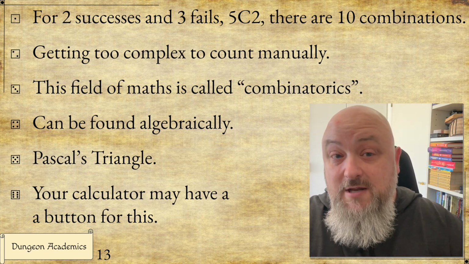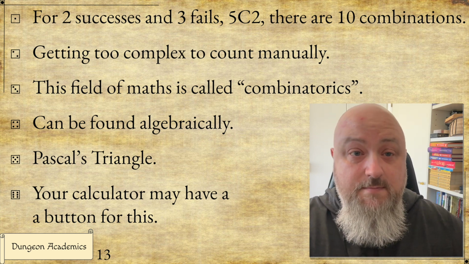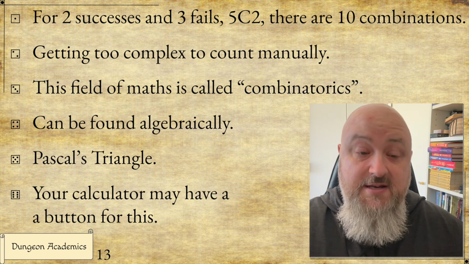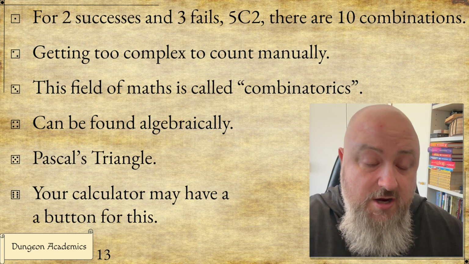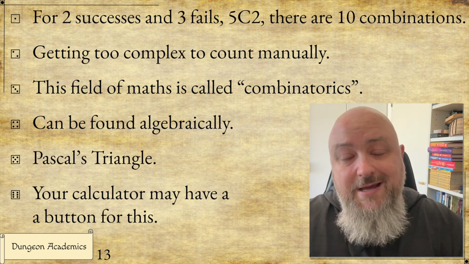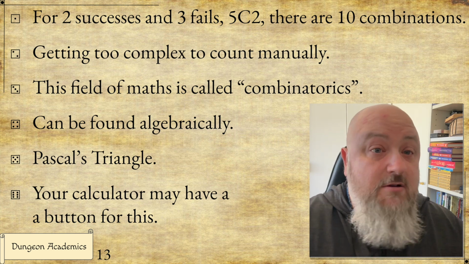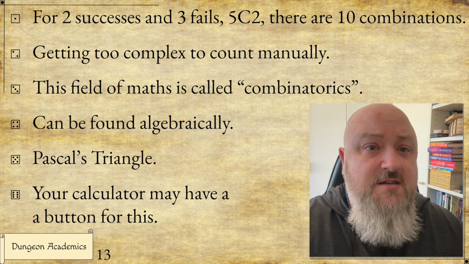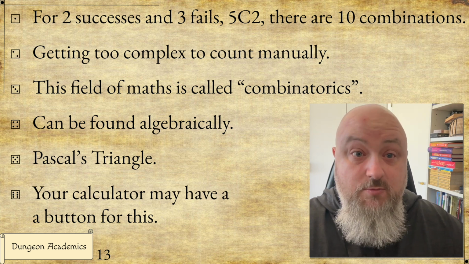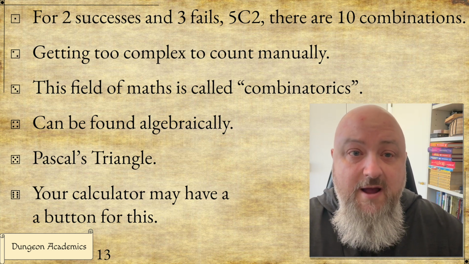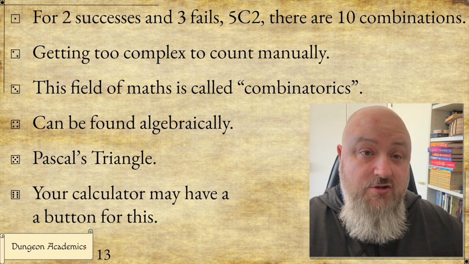It can be found algebraically. So there's a little formula for it. You plug some numbers in, you do a calculation, you get the right answer. It can be generated using a piece of maths called Pascal's triangle, or your calculator might have a button for it. If you have a graphical display calculator or a scientific calculator with more functions than just addition, subtraction, multiplication, and division, there may be a specific button for combinations.